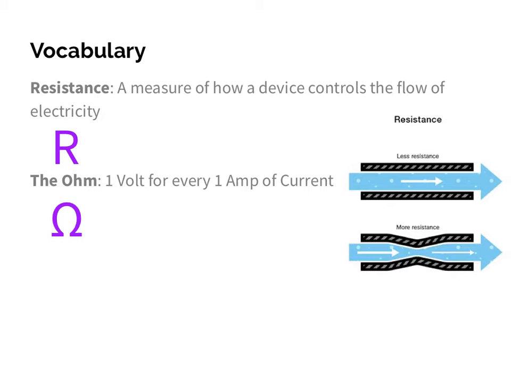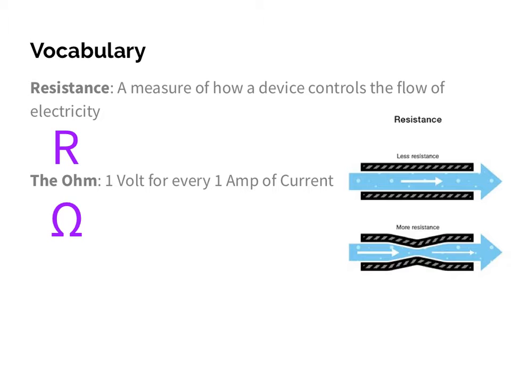So current is going to be affected by not only the voltage source in providing the energy, but you have this idea of resistance. Okay, so resistance, think of it exactly as it is. It's controlling the flow of charge by putting things essentially in its way. Now, what sort of things give resistance within a circuit?